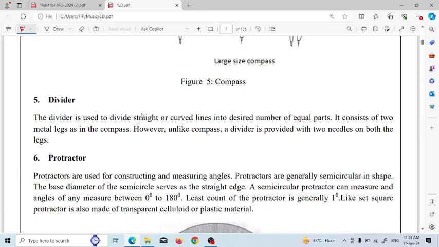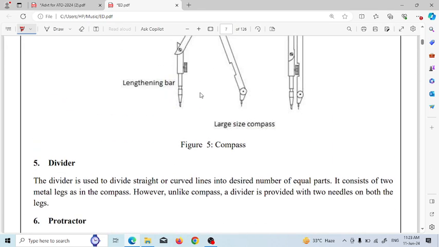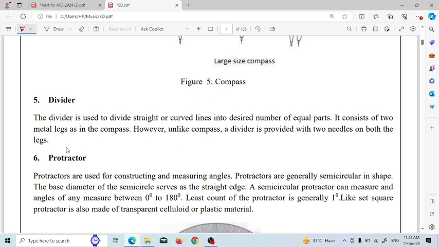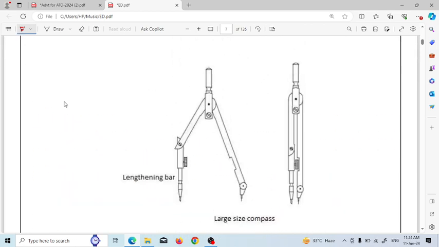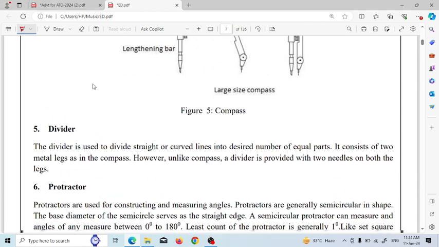Next is divider. Divider is just like a compass, except the two parts are needles. In compass one part is fitted with pencil and the other is needle, and in divider both parts are needles. It consists of metal legs as in compass, whereas unlike compass a divider is provided with a needle on both legs. This does not need to be explained anymore, as you can see the compass and divider instruments in your geometry box.